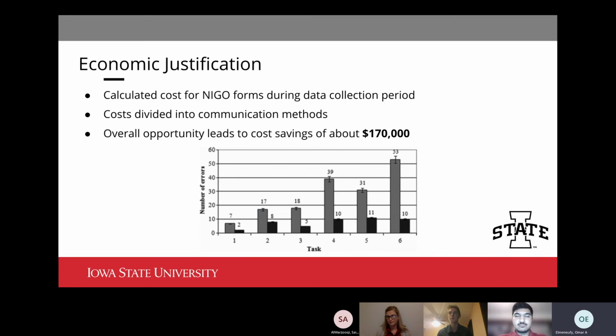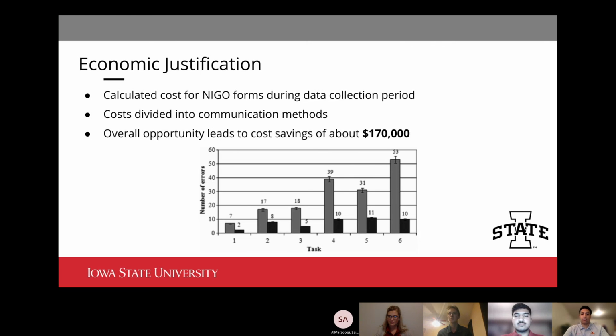For the economic justification, we calculated the cost for the NIGO forms during the data collection period. The costs were divided into the different communication methods. Since we did not have enough time to test our solutions, we went off of a case study. In this case study, there were 6 tasks asked of the participants to complete. Task number 6, which is the most similar in our case, showed an 81% reduction in the error rate, which you can see in the graph provided. It went down from 53 errors to 10 errors.